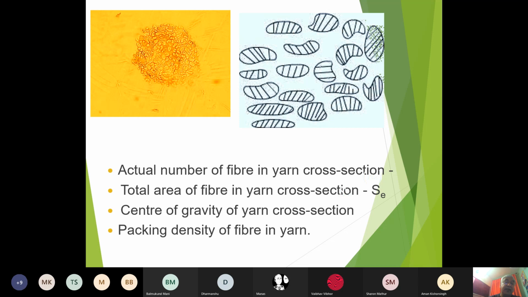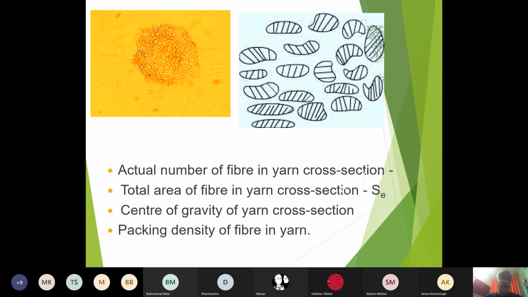If I calculate the area of each individual fiber and then sum up all these values, I will be in a good position to calculate the total area occupied by the fibers in the yarn cross section. So the total area of fiber in the yarn cross section is another piece of information I have. Then of course there is the center of gravity of the yarn cross section, the center point of how the fibers are distributed, and I will use this information later when I talk about the radial packing density of the yarn.